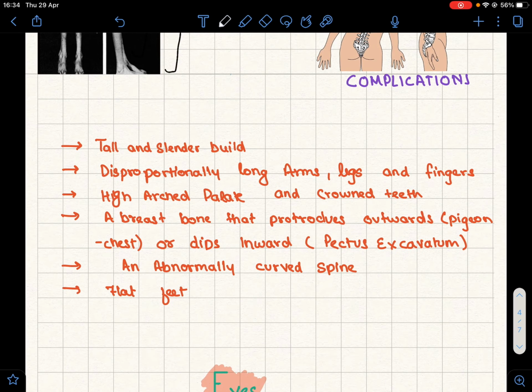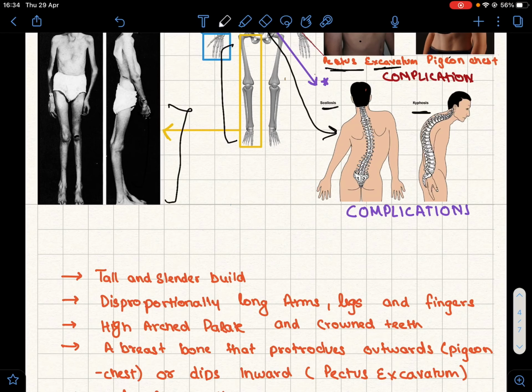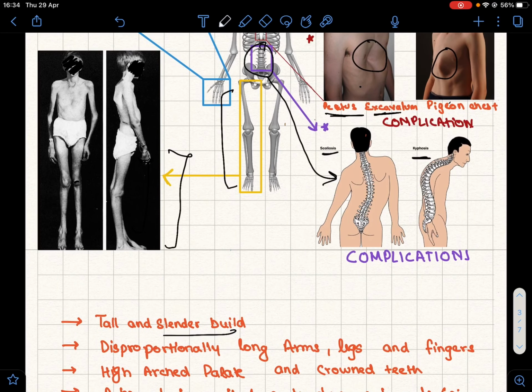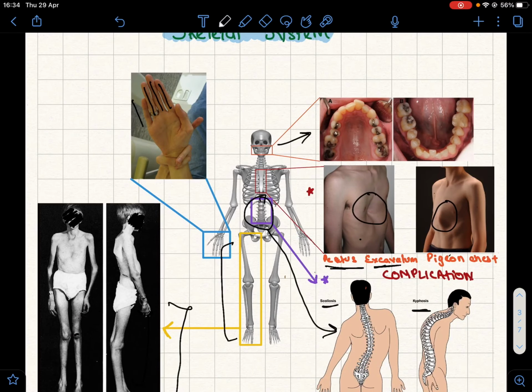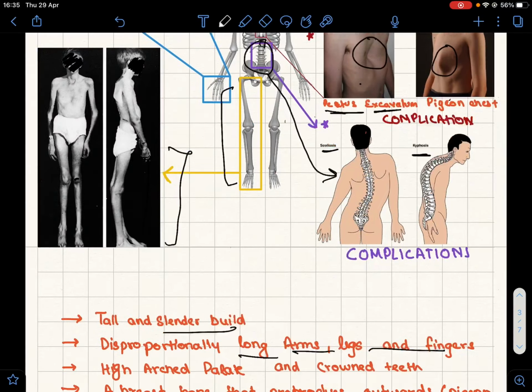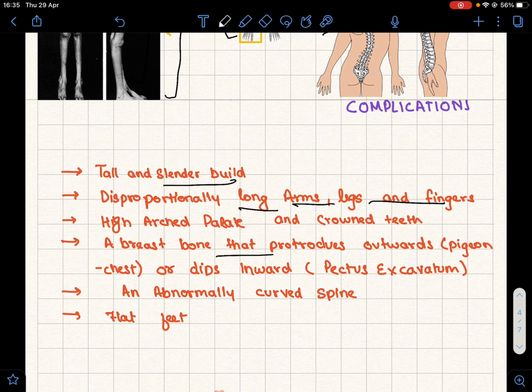So I have written all of the things below: the person is tall and of slender build. There are disproportionately long arms, legs and fingers. There is a high arch palate here. Along with that, the chest cavity can protrude, which looks like pigeon chest, or dip inward, pectus excavatum. Abnormally curved spine and flat feet.